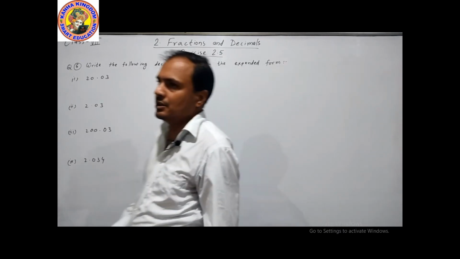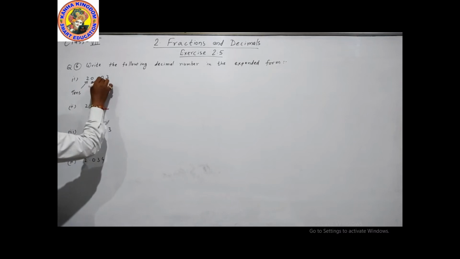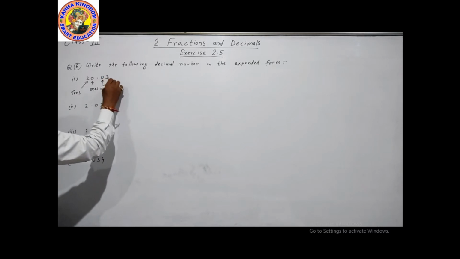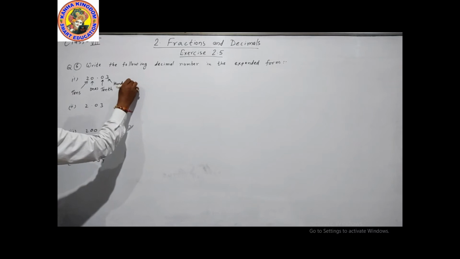Now our question is, write the decimal number in expanded form. The first question is 20.03. This is our ones, tens, tenth, hundredth.